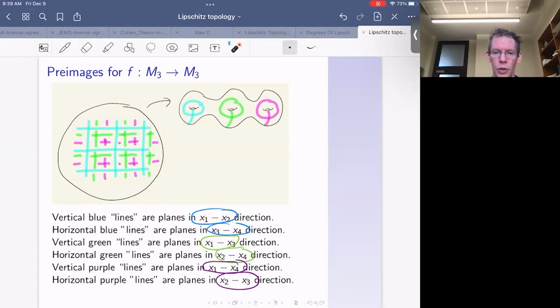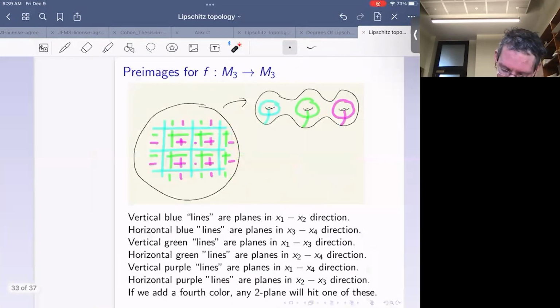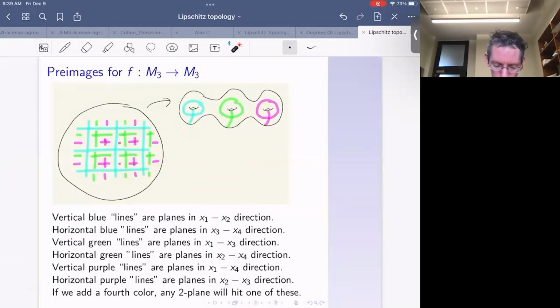So that's what we do to go from 2 to 3. And what happens when we go from 3 to 4? Well, if I tried to add a fourth color to this picture, I would need to have some fourth direction of a two planes. And well, we're out of coordinate directions. So we can't have any more coordinate directions.